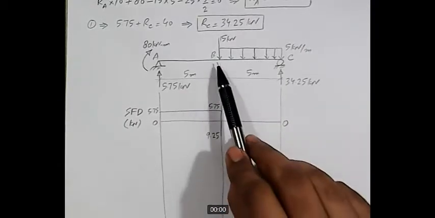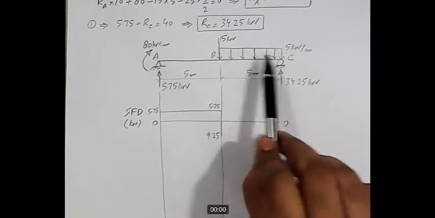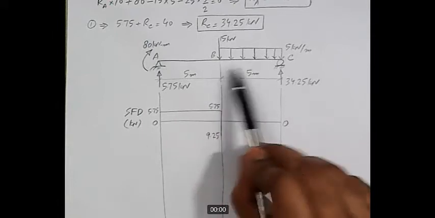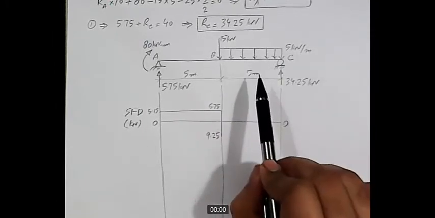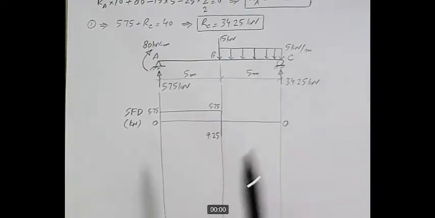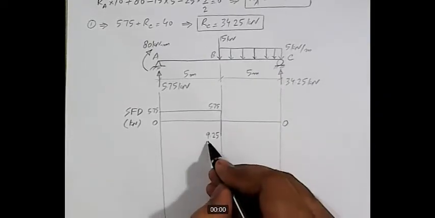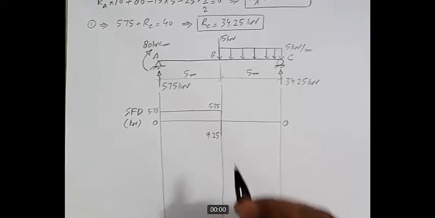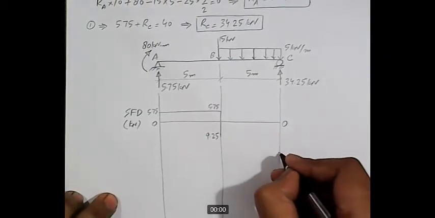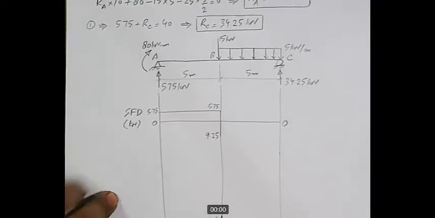From point B to C, how much is the area of this load diagram? The vertical dimension is 5 and the horizontal dimension is also equal to 5. So 5 into 5 is 25, and the load is acting in the downward direction, so we'll take it as negative. So minus 9.25 minus 25. This gives us minus 34.25.